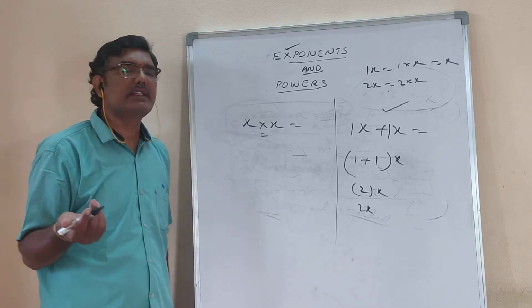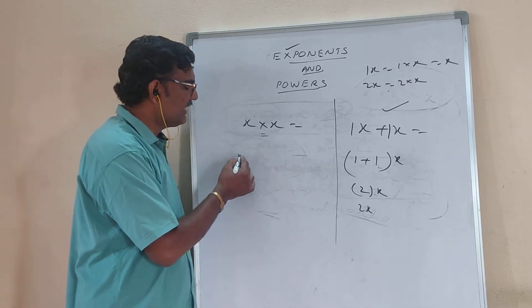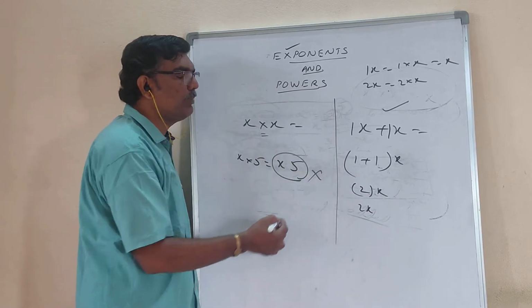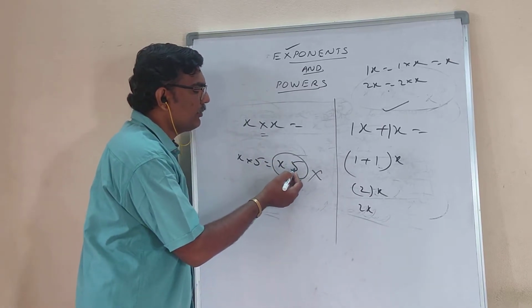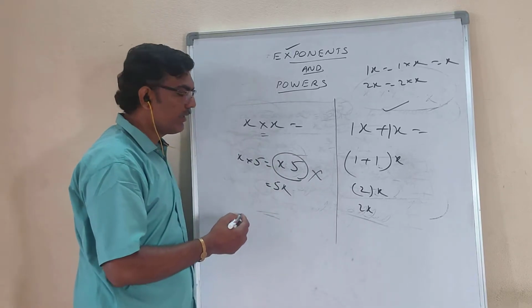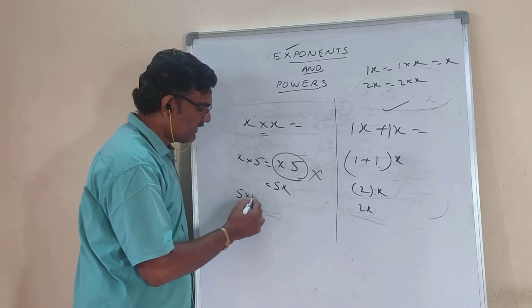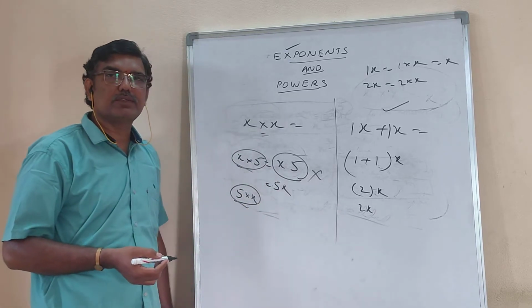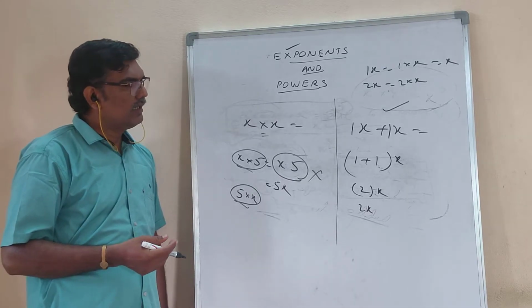3 into x, 3x. If anyone asks x into 5, don't say x5. x5 won't be there. Always the number should be first. X into 5 is 5x. Means 5 into x is also 5x only. X into 5 is also 5x only. Okay.